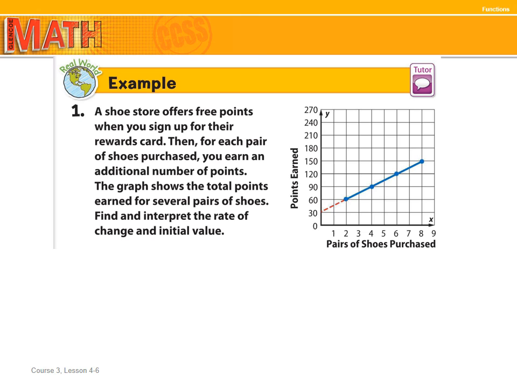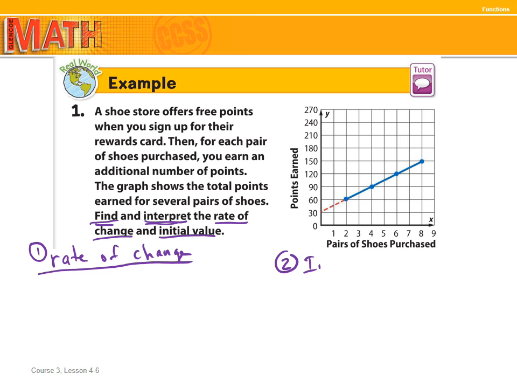Real-world example number 1. A shoe store offers free points when you sign up for their rewards card. Then for each pair of shoes purchased, you earn an additional number of points. The graph shows the total points earned for several pairs of shoes. They want us to find and interpret the rate of change and initial value. So number 1, rate of change, and we need to interpret it. And number 2, initial value, and interpret what that means.